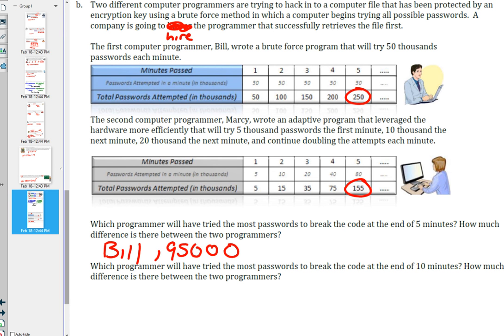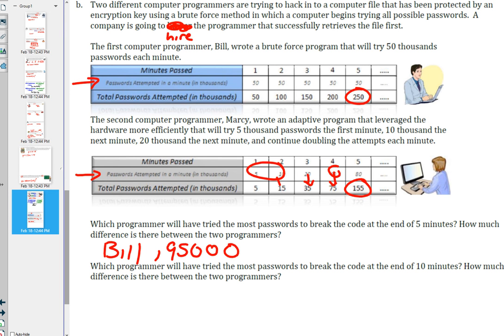Which programmer will have tried the most passwords to break the code at the end of 10 minutes? And how much of a difference? Don't worry about doing the last one, because that's called a series. We haven't done that, the easy way to do that is a series, unless you want to do it by hand. In this particular problem what's most important is the sum of the two. 10 plus 5 is 15, plus 20 is 35, plus 40, you have to add all the ones before, and that's called a series. We're not really doing series.